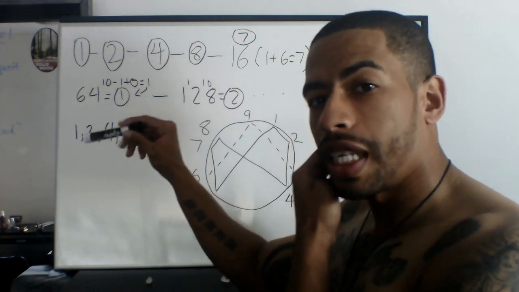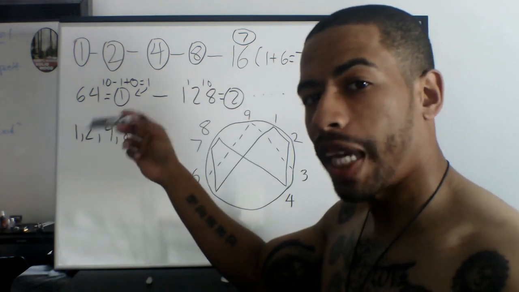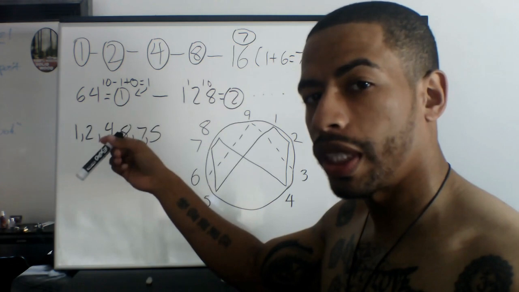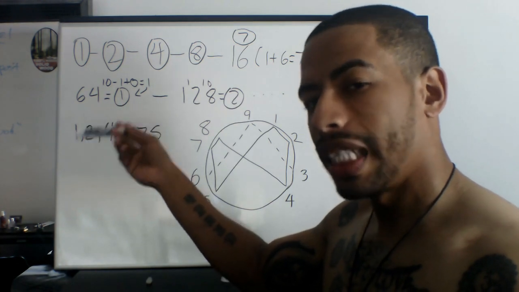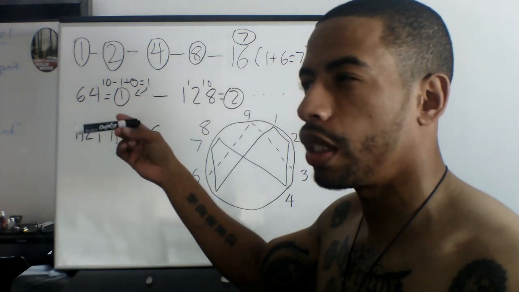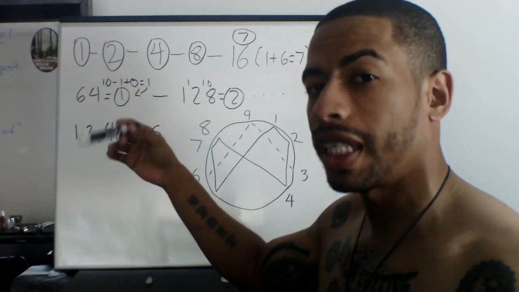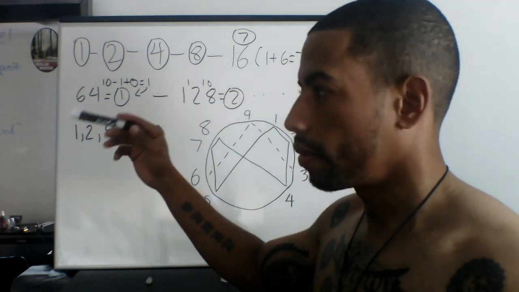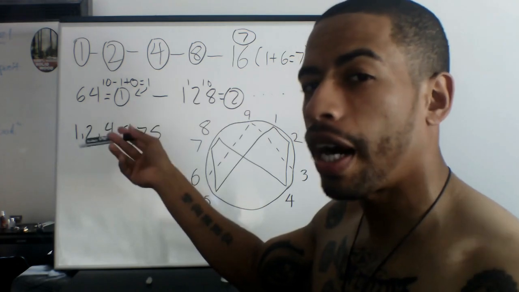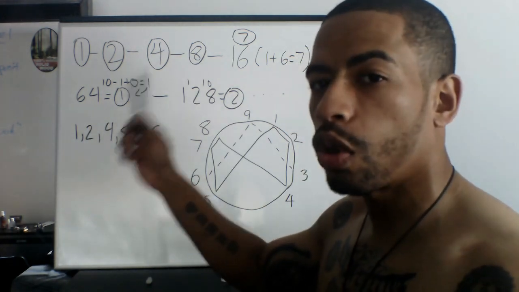9 times 1 is 9. Okay. 9 times 2 is 18. 8 plus 1 is 9. 9 times 3 is 27. 7 plus 2 is 9. 9 times 4 is 36. 6 plus 3 is 9. 9 times 5 is 45. 4 plus 5 is 9. And so on and so forth.